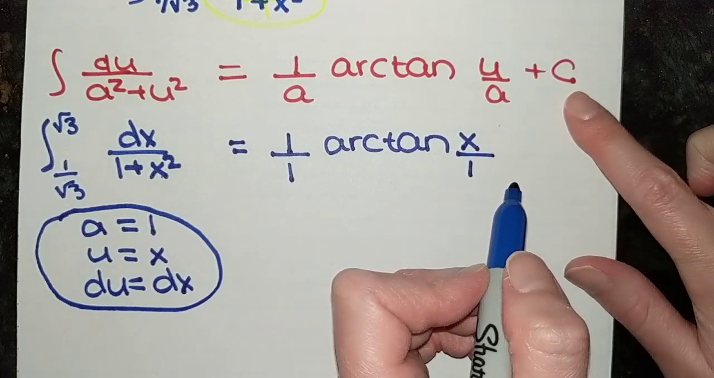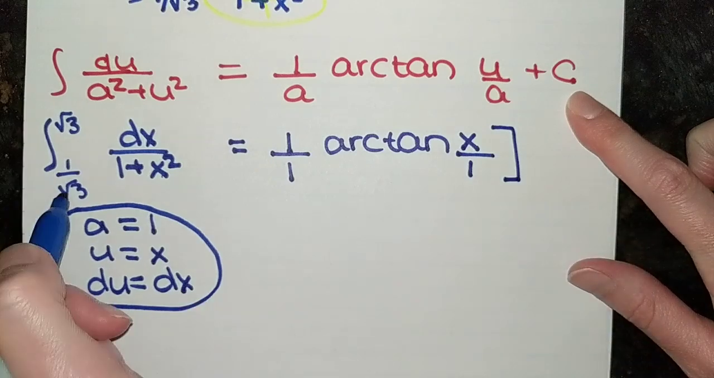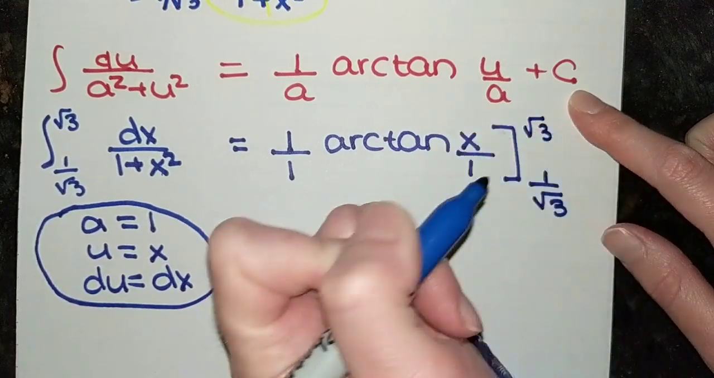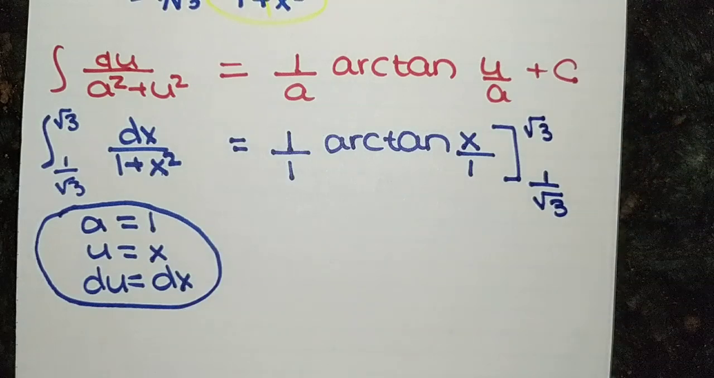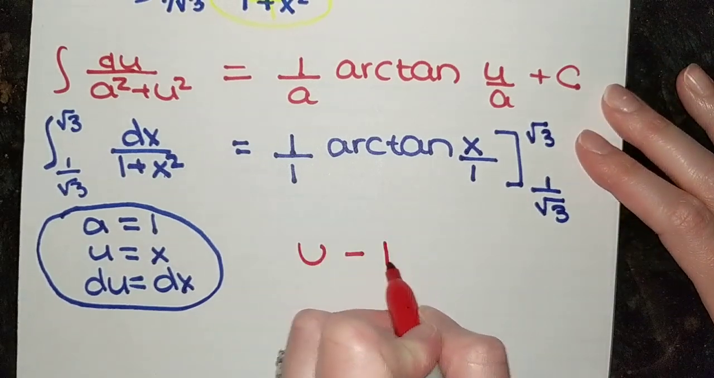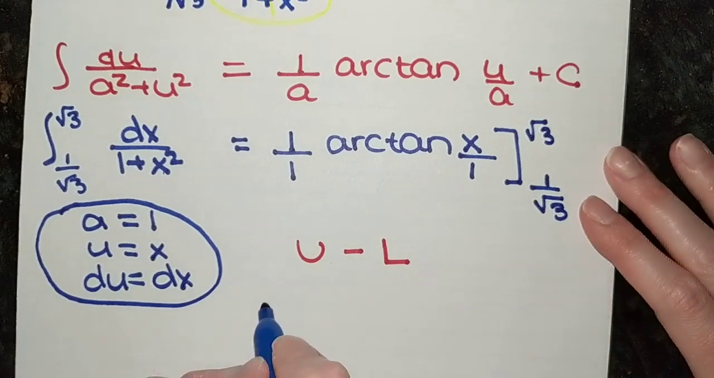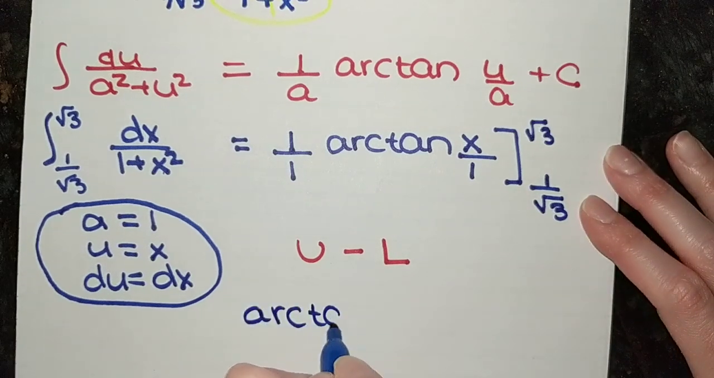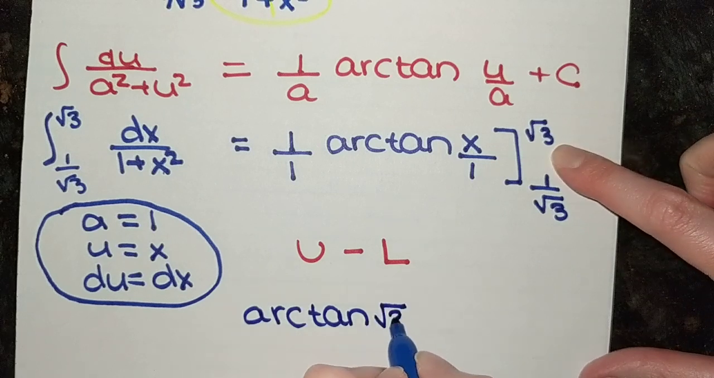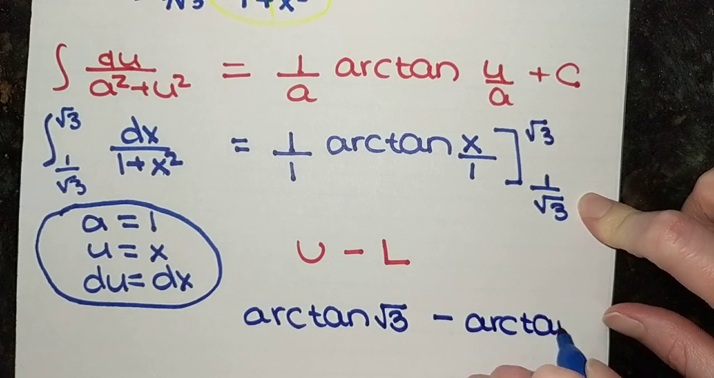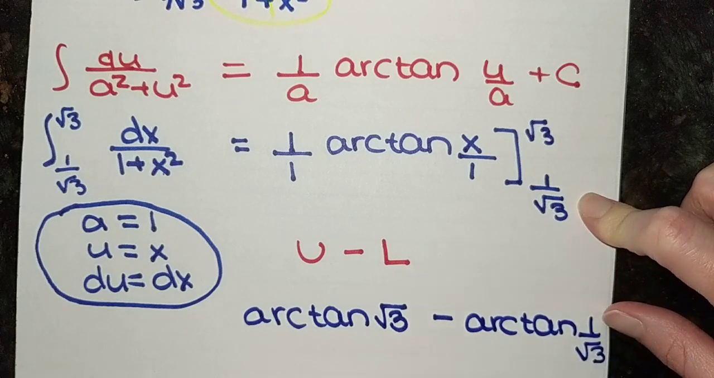And you'll notice we will not put the plus c here because we do have bounds. We have the 1 over the square root of 3 to the square root of 3. Okay, so at that point you've done the integral part, but then you have to do the definite integral part by plugging in the upper bound minus the lower bound. So when you do that, you will have arctangent of the upper bound, square root of 3, minus arctangent of the lower bound, 1 over the square root of 3.